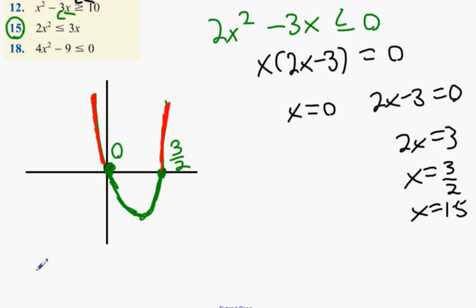So how do you do that? x is a bigger number than 0, but it's a smaller number than 3 over 2, because any value in here is bigger than 0 but smaller than 1.5. Okay, anybody remember how I did this the other day?